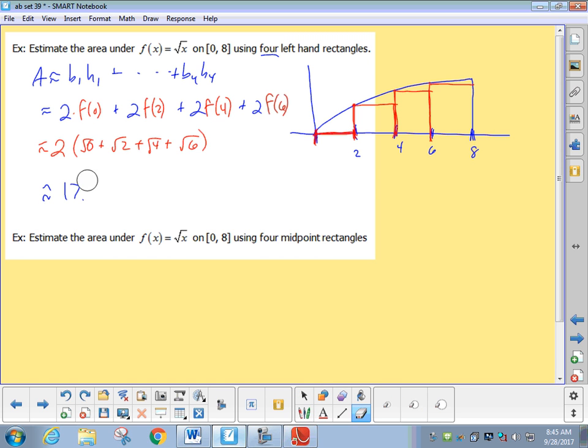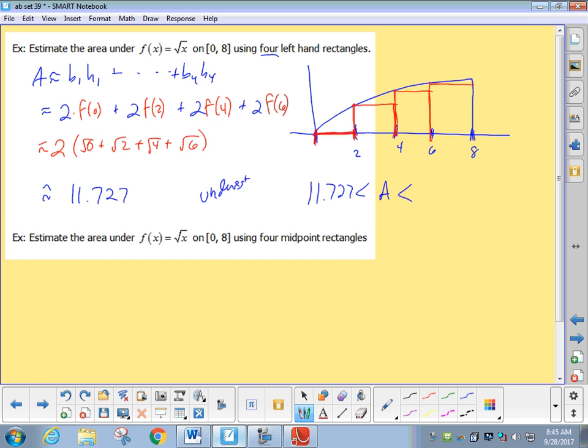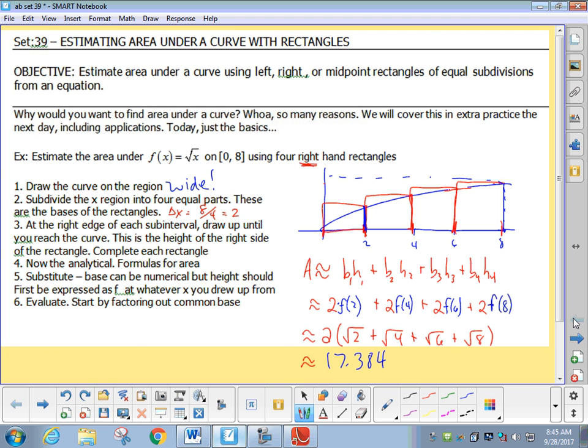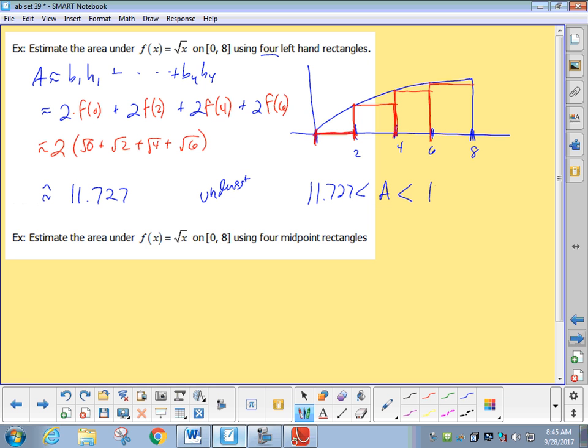Okay? 11.11, not 17. 11.727. You follow? Okay, is this an overestimate or an underestimate? Underestimate. So I know that the true area is probably above 11.727 and below 17.384, yeah? The true area is in that window.